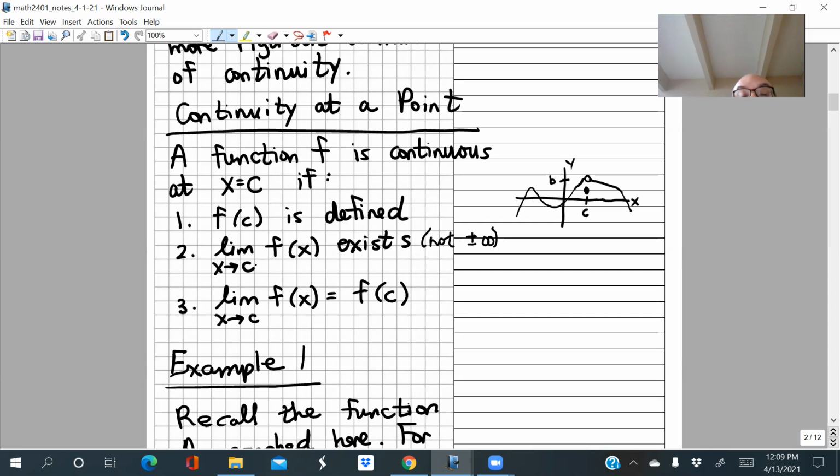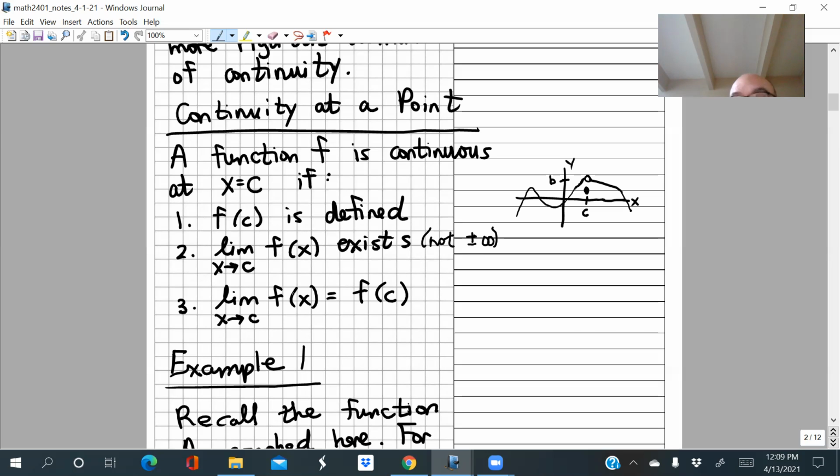Next, the limit at that value of the function has to exist. So the limit as x approaches c of f of x must exist. It cannot be, by the way, plus or negative infinity. Sometimes we talk about limits being positive infinity or negative infinity, but for the purposes of continuity, the limit must exist, and it cannot be plus or minus infinity. It has to be a finite number.